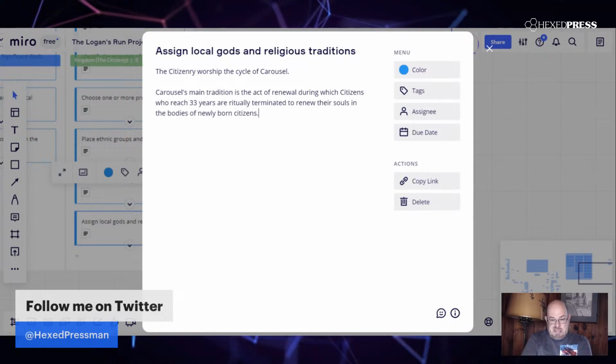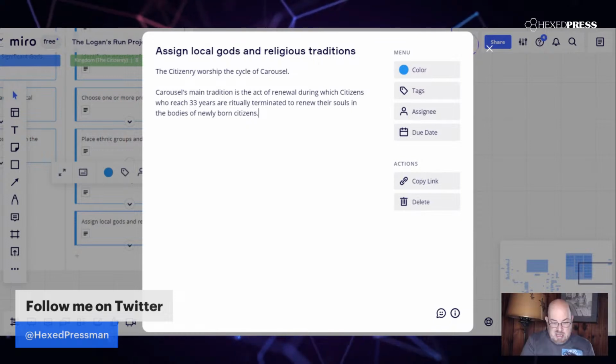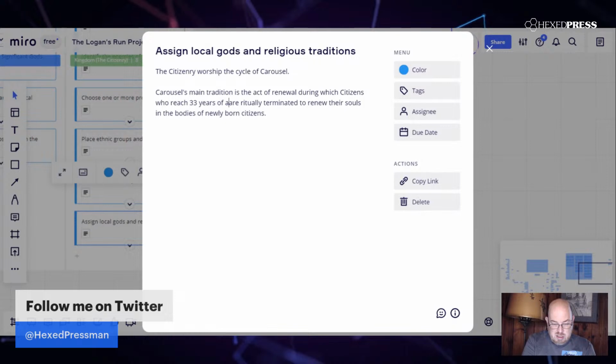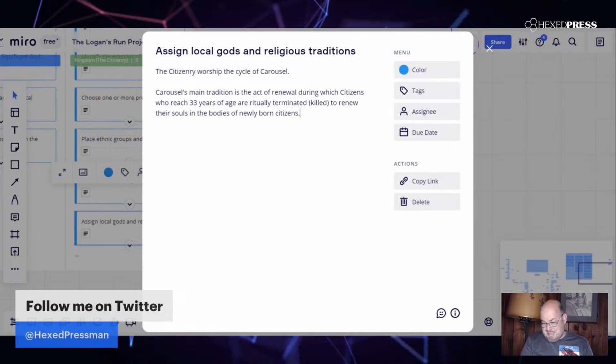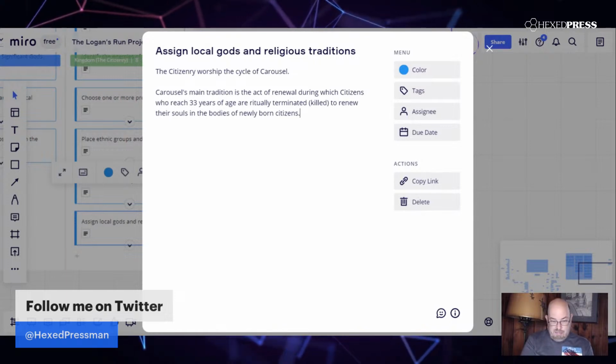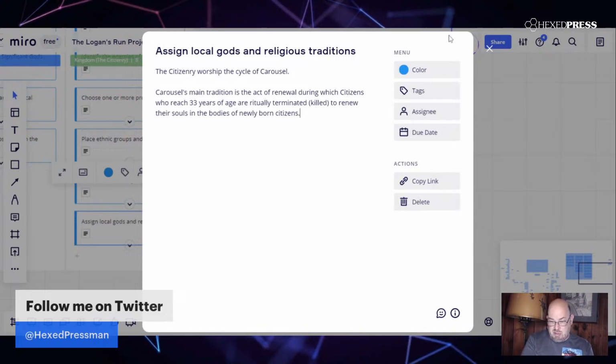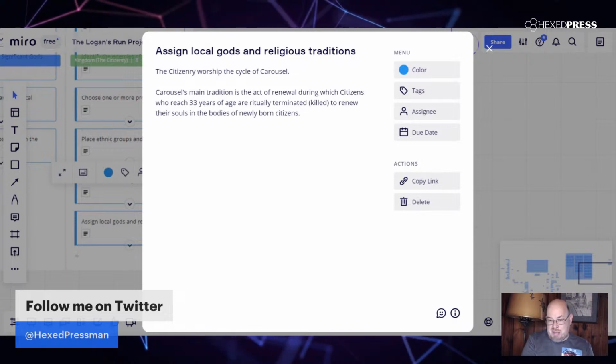Carousel's main tradition is the act of renewal, during which citizens who reach 33 years, I guess, of age are ritually terminated. And I'm just going to, all right, killed. If you didn't know what that meant, we're talking about them being killed, to renew their souls in the bodies of newly born citizens. So I think that about is good for that. We're not given anything else about it.